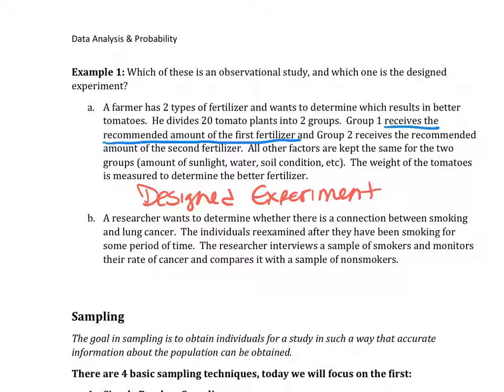Which means letter B is the observational study. So even though they're seeing how smoking and lung cancer are related, the researcher did not give the individual cigarettes and say, here, smoke. They found people that had already been smoking for a long time and then did their tests on them. So they didn't hand them the cigarettes. They were looking at something that had already happened. So that's why that's an observational study.